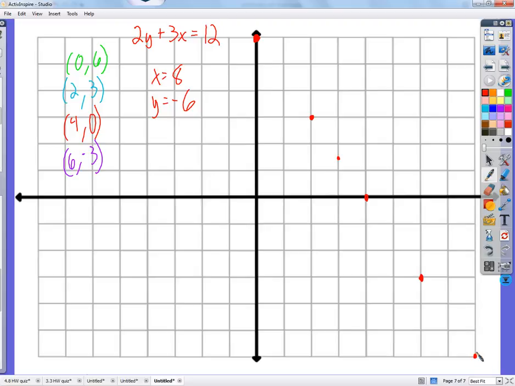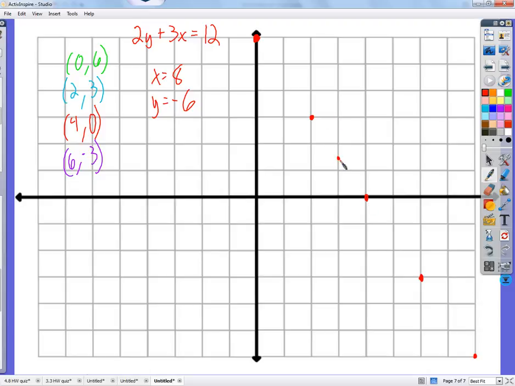And why I say that is because if we come here, you can go over 2 and down 3 and get to this point, but you can also go over 1 and down 1.5 and get to this point. We can go over 1/2 and go down some other amount and get to another point. So not necessarily the next point, but another point.